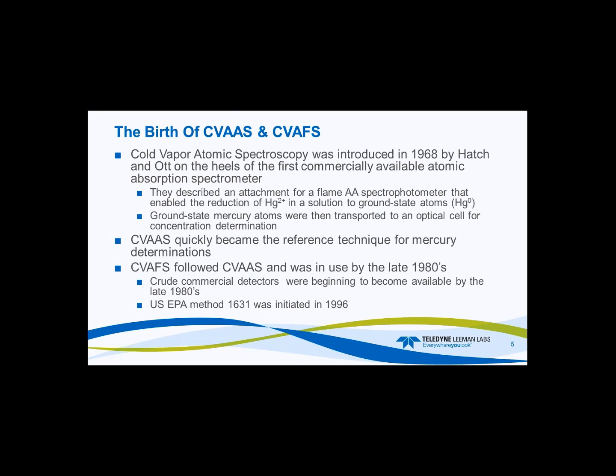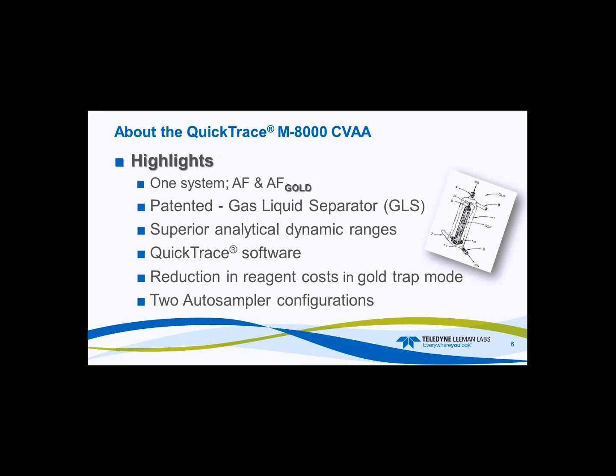This technique very quickly became the technique of choice for mercury determination, and a decade or so later, cold vapor atomic fluorescence spectroscopy came on board. In the late 80s, you could commercially buy detectors for atomic fluorescence, and in 1996 the US EPA introduced the first 1631 method, which was 1631 Rev A, and that was finalized into Rev E a few years later.